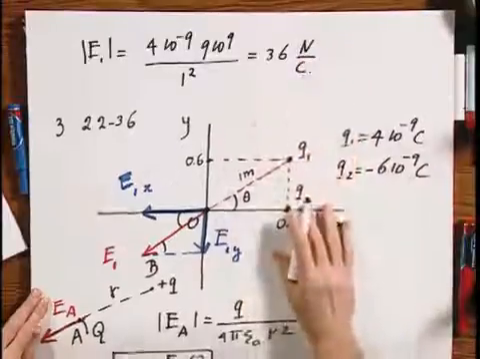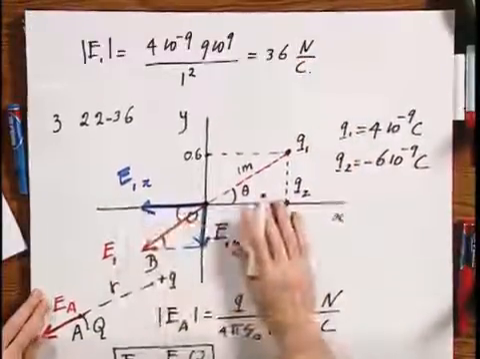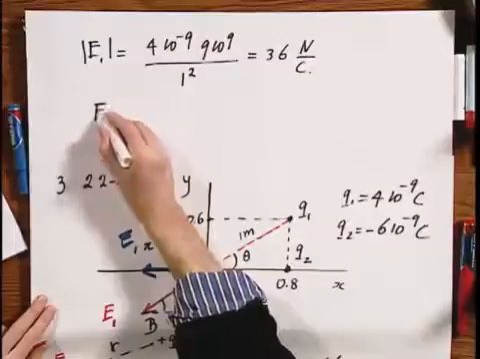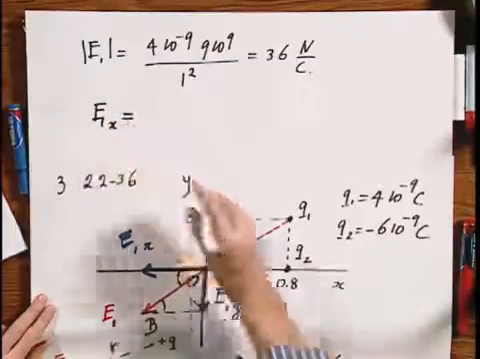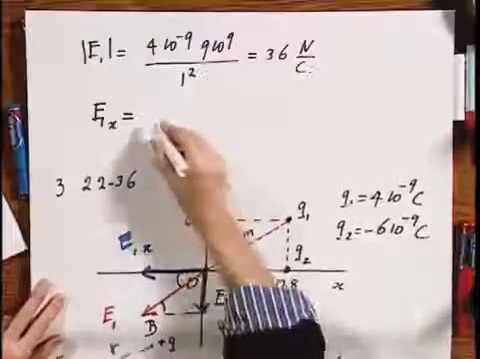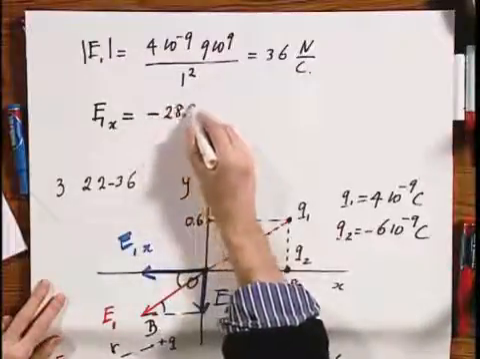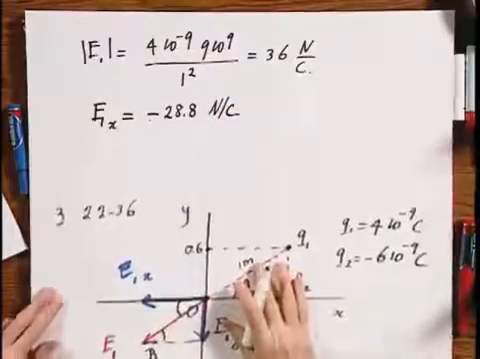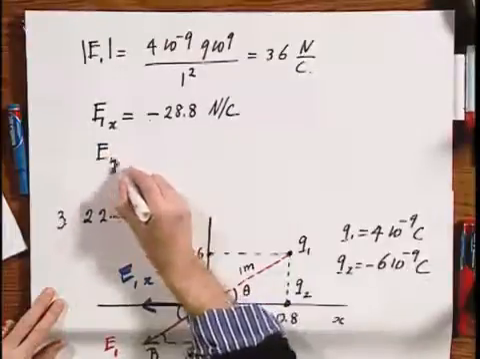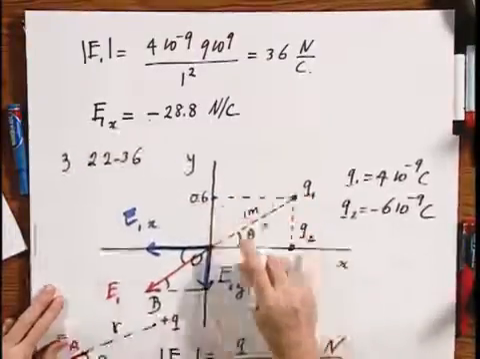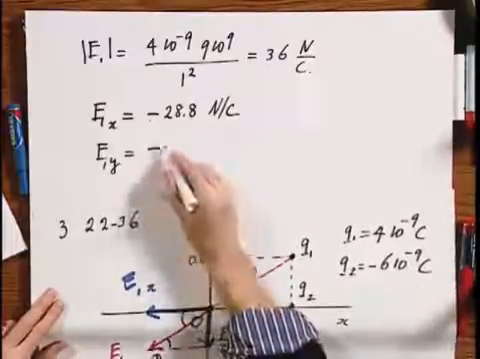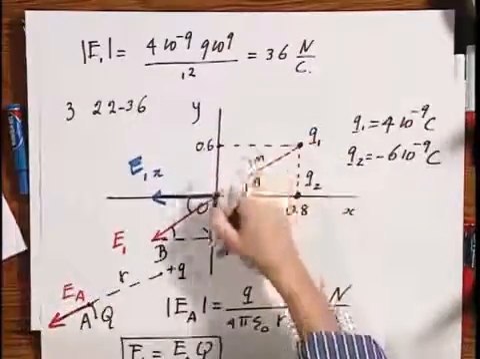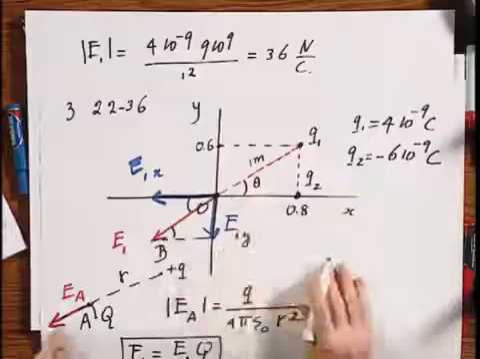What now is the x component? I now have to multiply by the cosine of theta, so E1 in the x direction then, multiplying by the cosine of this angle theta, would be minus 28.8 newtons per Coulomb. Why minus? Because it's pointing in the minus x direction. And what is E1 y? Now I have to multiply by the sine of theta, and so I get minus 21.6 newtons per Coulomb. Why minus? Because clearly you can see it's pointing in the minus direction.